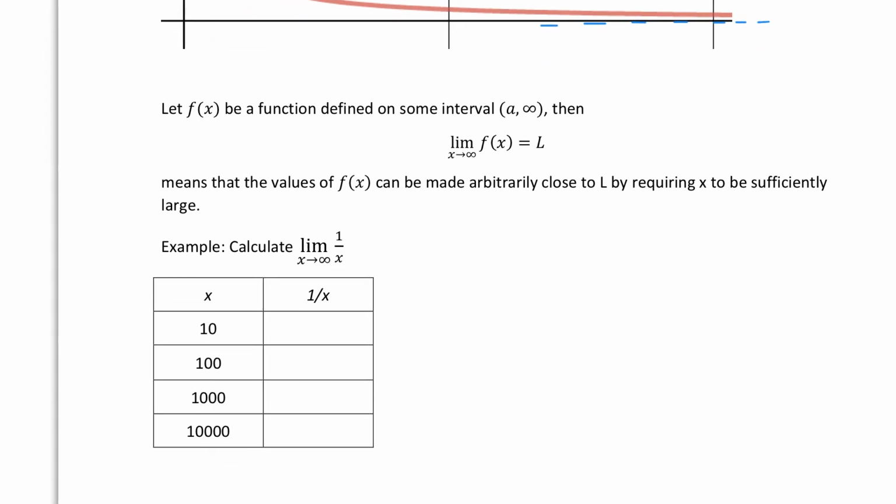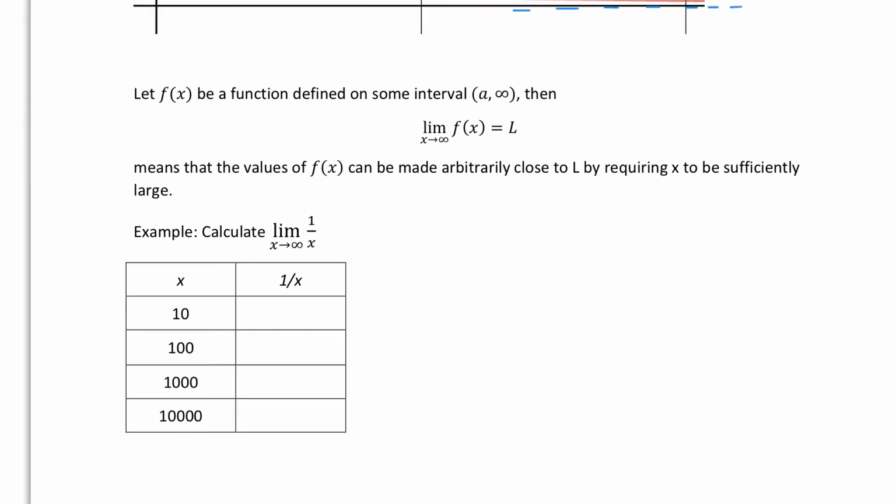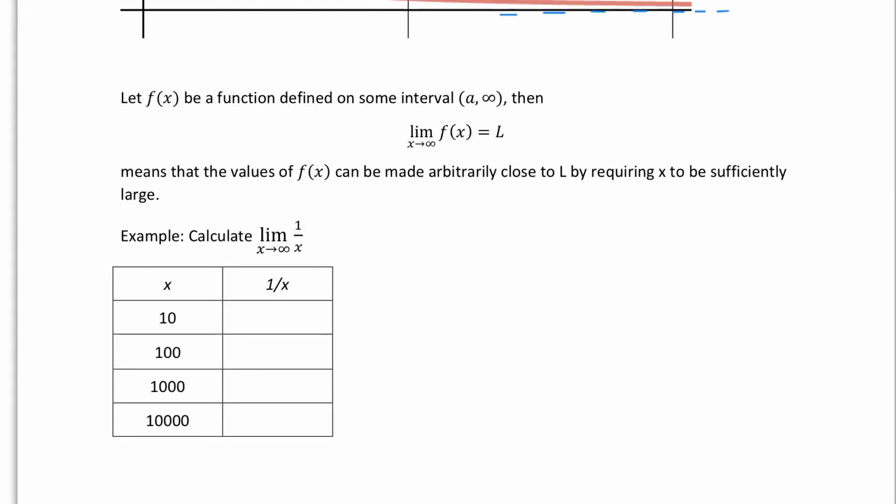So our definition would be as follows. Let f of x be a function defined on some interval a to infinity. Then the limit as x approaches infinity of f of x will equal L, and what this means is that the values of f of x can be made arbitrarily close to L by requiring x to be sufficiently large. So let's look at our example.